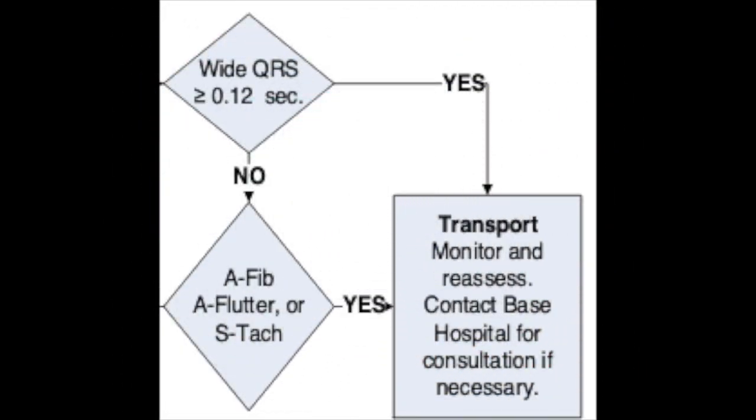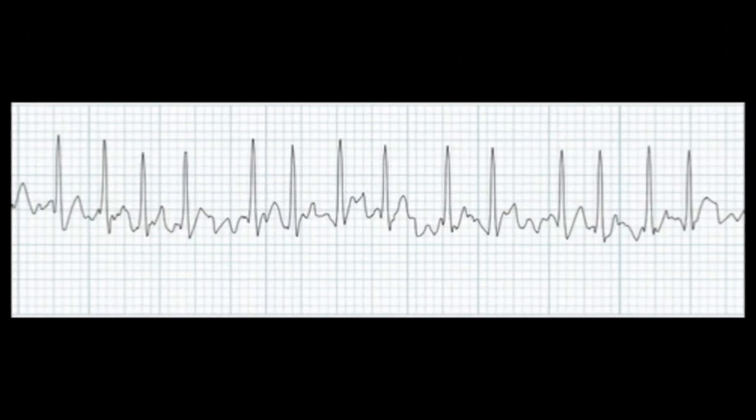So let's pop over if they're not hypotensive and have chest pain. There needs to be an assessment of the width of the QRS. If the QRS is wide, then you're going to just transport them and consider contacting the base. If it is not wide, then you're going to look at it and see if it's AFib, aflutter, or sinus tach, because oftentimes it is those.